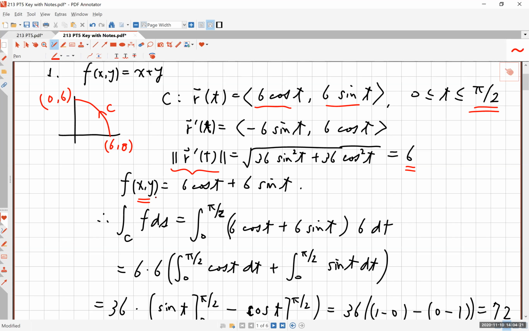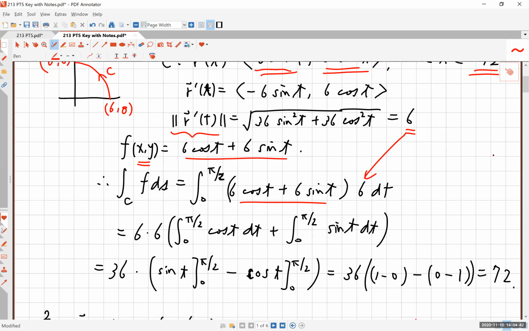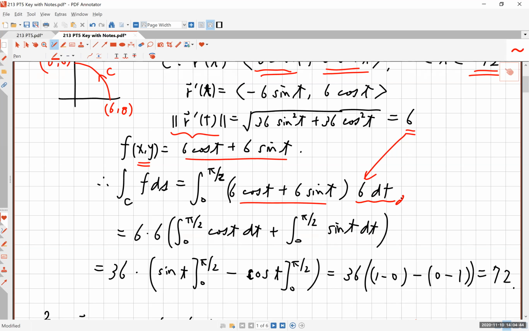And then you have this function, which was x plus y. But remember, you can't use x and y anymore. You are basically moving from the world of x and y into the world of t, all right? Everything has to be written in terms of t. So x is this, of course. y is that. So x plus y is 6 cosine t plus 6 sine t. That's what you integrate. This 6 is your speed, which is a part of your ds, right?